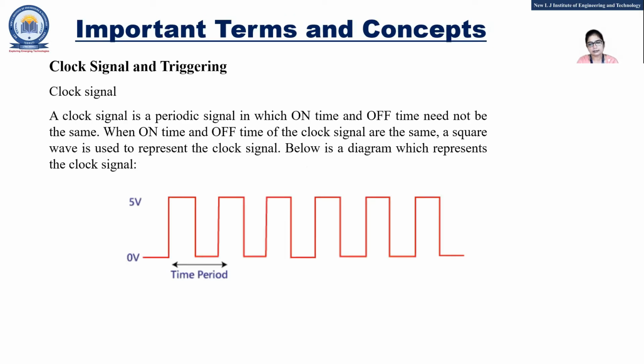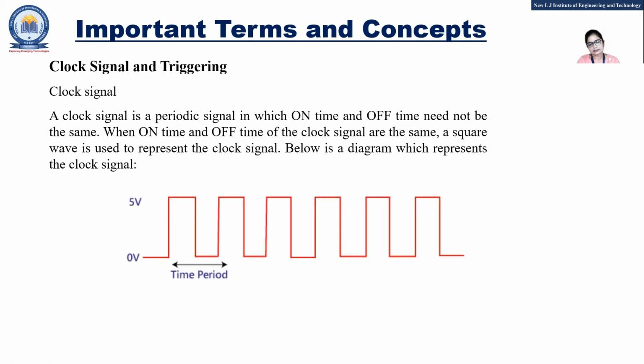Now, what is the clock signal? We'll see first, then we'll go ahead. This figure shows the clock signal. It is nothing but a simple periodic cycle. Here you can see this is off time and this is on time.